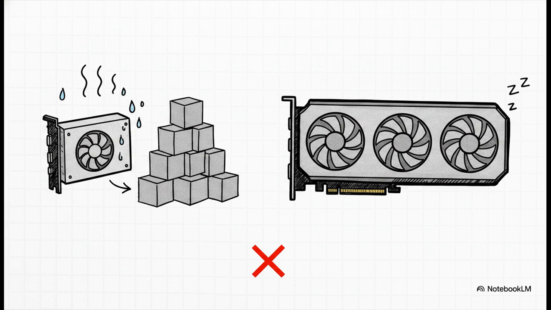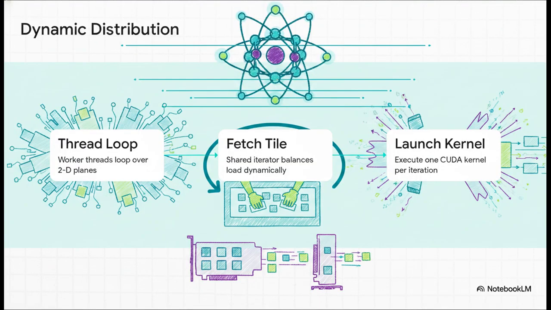You might have an older card with 14 streaming multiprocessors sitting right next to a brand new flagship card with 30. If you use static decomposition, meaning you just blindly split the work exactly in half before you start, that fast GPU is going to finish early and just sit there twiddling its thumbs while the slow one painfully chugs along. So the fix for this is dynamic work distribution.